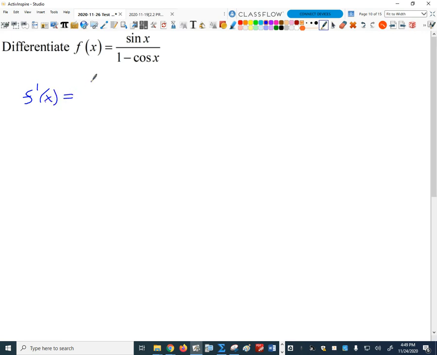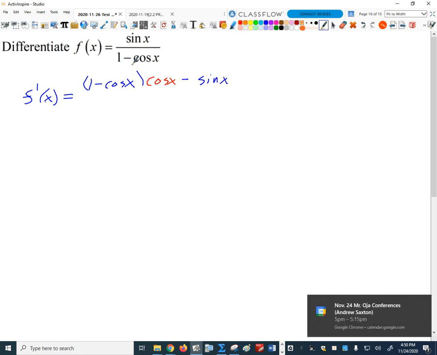So, bottom, if that's u and that's v, we get v, u's on the top, v's on the bottom. We get v u prime minus u v prime. So the derivative of negative cosine is negative sine, so the derivative of negative cosine is positive sine. All divided by 1 minus cosine x quantity squared.